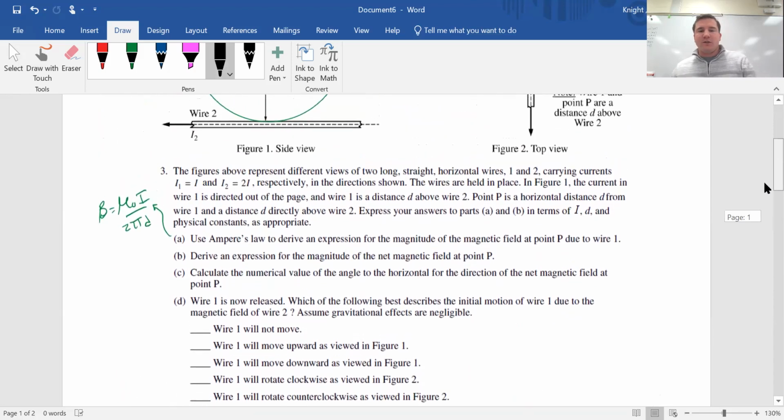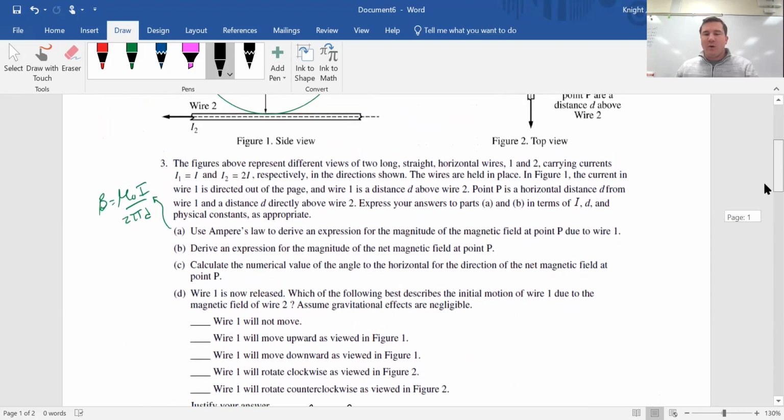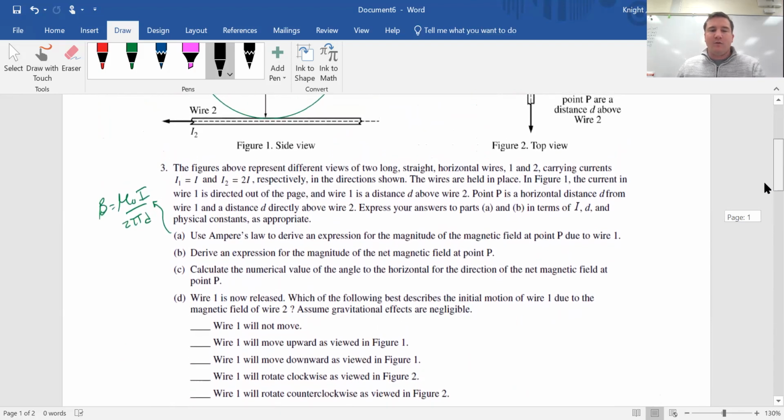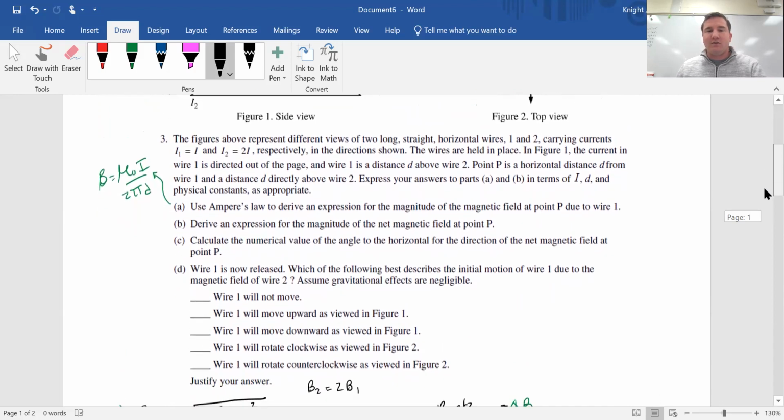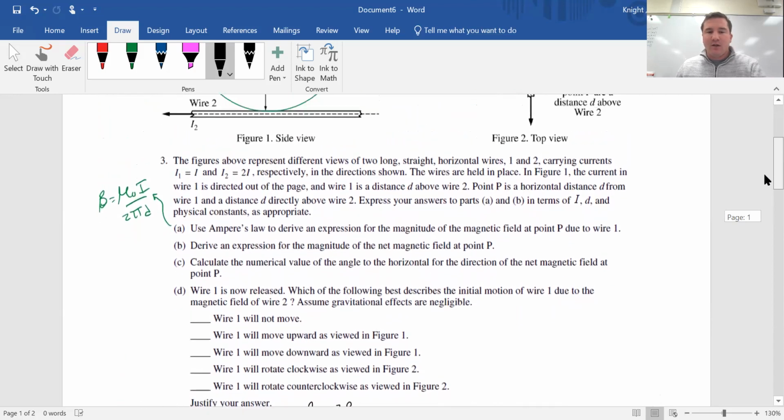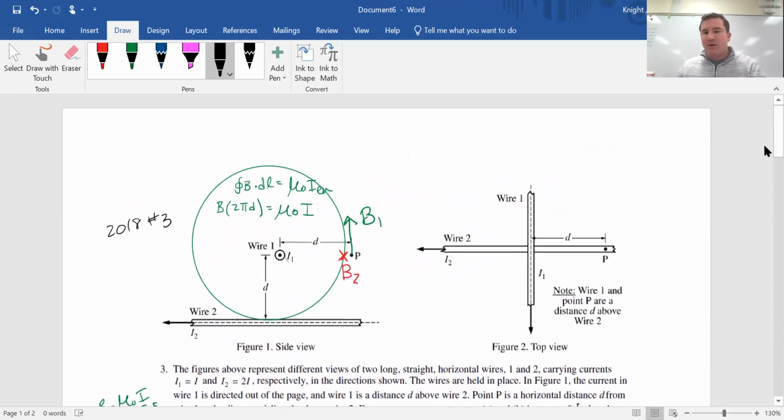Wire 1 is now released. Which of the following best describes the initial motion of wire 1 due to the magnetic field of wire 2? Assume no gravitational effects. So we don't have to worry about gravity. So I think the easiest way to look at this one is from this perspective.